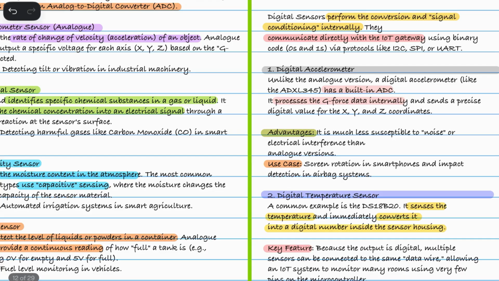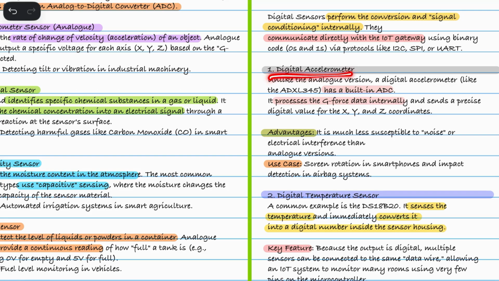So what are the different types of digital sensors? First, we'll talk about digital accelerometer. So imagine you have an analog accelerometer on a vibrating machine. It outputs a voltage, say 1.2 volts from the x-axis and 2.4 from the y-axis. And if the wire connecting it to your microcontroller runs past a heavy power cable, electrical interference or noise will corrupt the voltage. So your 1.2 signal might arrive as 1.4. So the data accuracy is completely ruined.